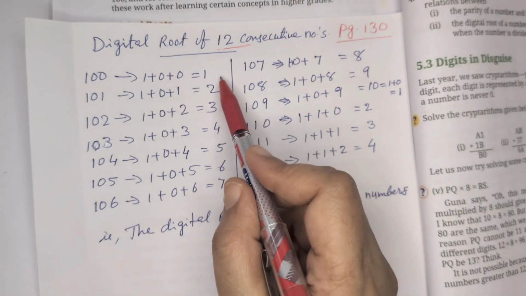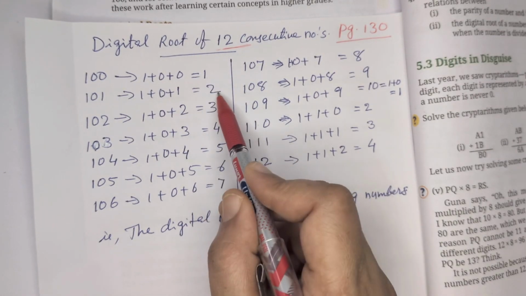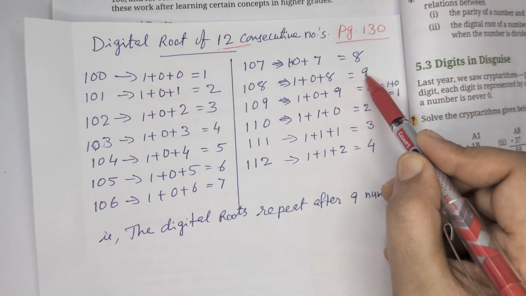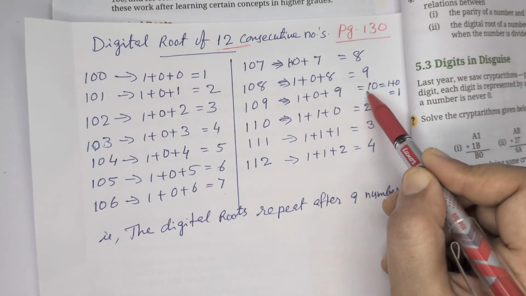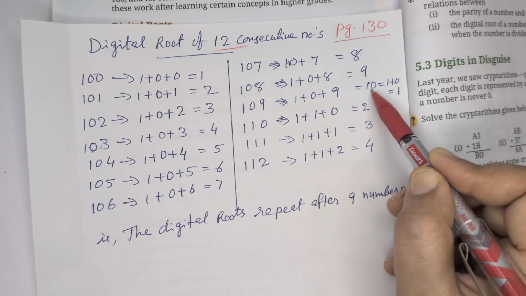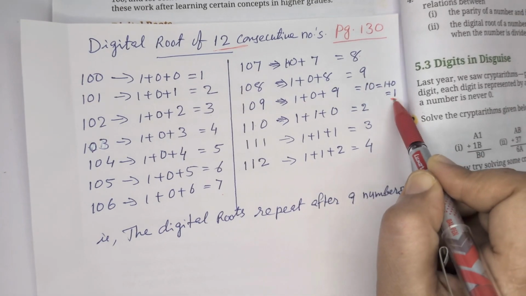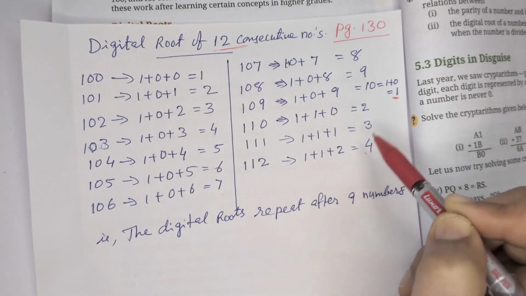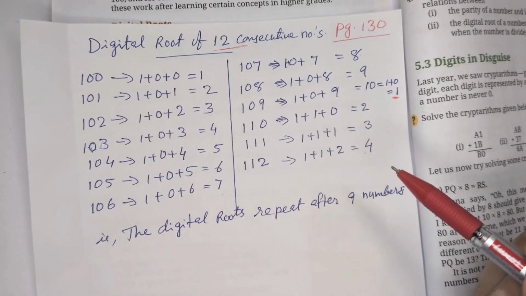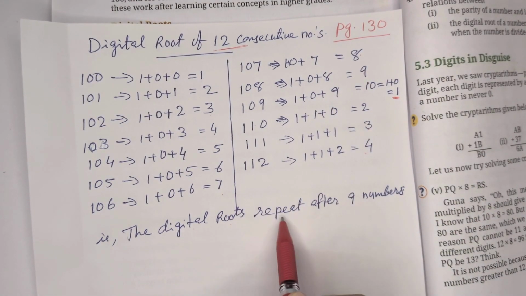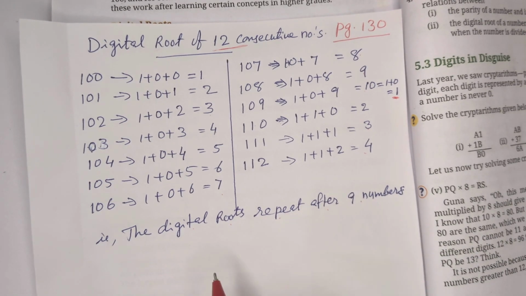Now the digital roots: 1, 2, 3, 4, 5, 6, 7, 8, 9. Here we are getting 10. Digital root means if it is a 2-digit number, we again have to add, 1 plus 0, 1. So after 9 it is repeating 1, 2, 3, 4, the same way. So we can write the conclusion: the digital roots repeat after 9 numbers. It's repeating continuously.